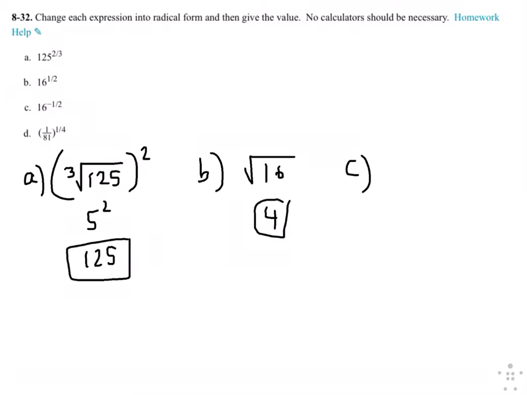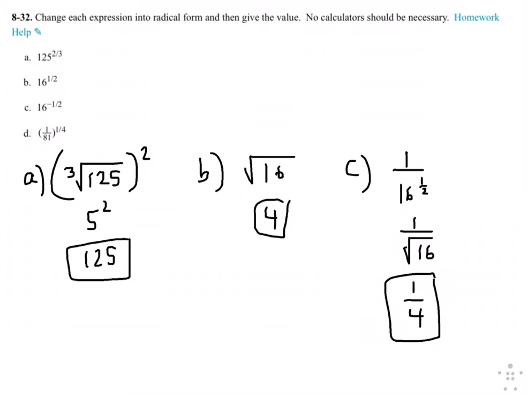For c, 16 to the negative 1/2, right? That's 1 over 16 to the positive 1/2, which is 1 over the square root of 16, right? That would be, in radical form, 1/4, right?